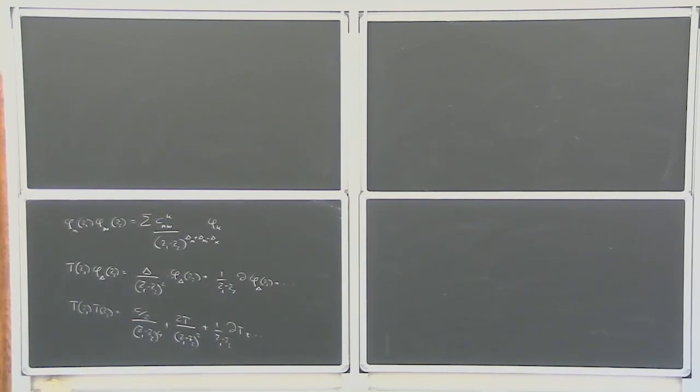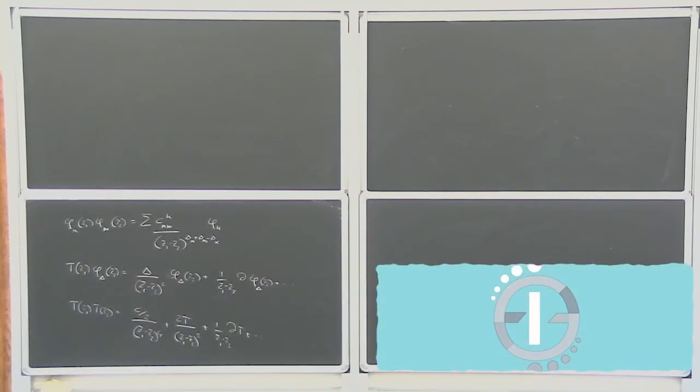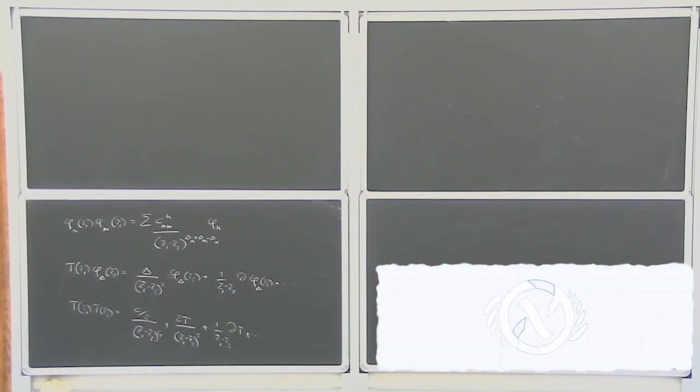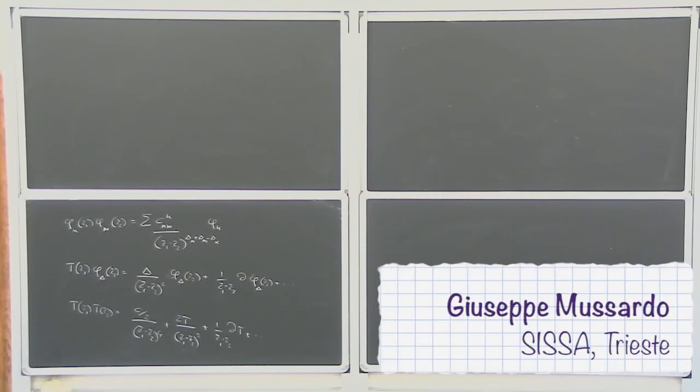Okay, so good morning. Let's continue what we are doing. Let me just remind where we are. We start by putting an operator product expansion for a scaling field.